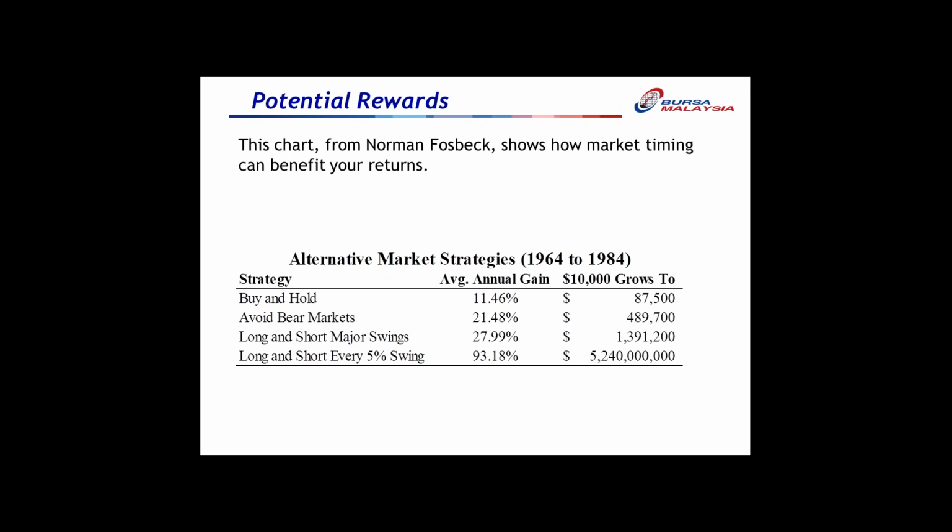If you're a little bit sharper, that means if you look at the charts every day, you're a full-time trader, and you can long and short major swings of the S&P 500, you'll be able to make 27.99% annual return, and your $10,000 would have grown to 1.3 million by the end of 1984. And if you are godlike, which I believe none of us will be able to achieve, not to mention, including I believe George Soros, you are able to short and long every 5% swing in the market, you'll be able to achieve 93% return per year, which is ridiculously high.